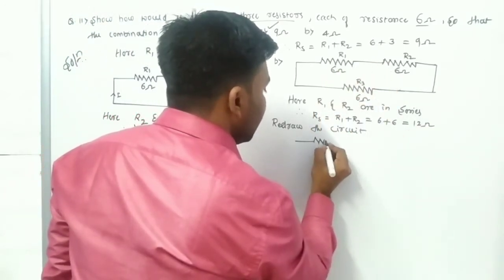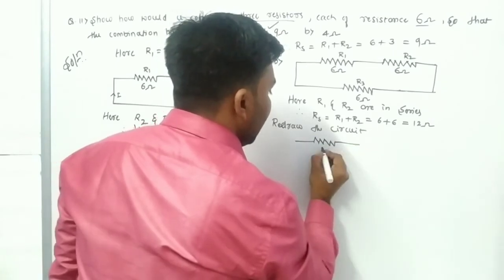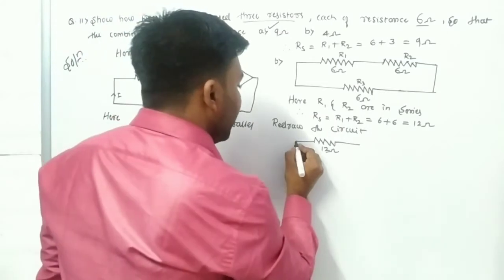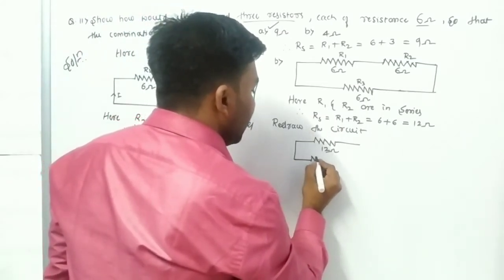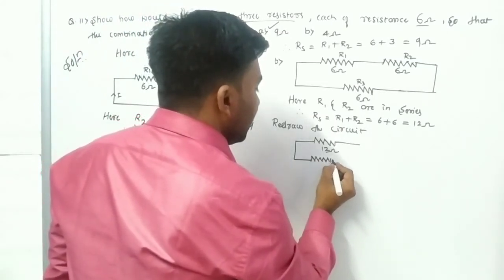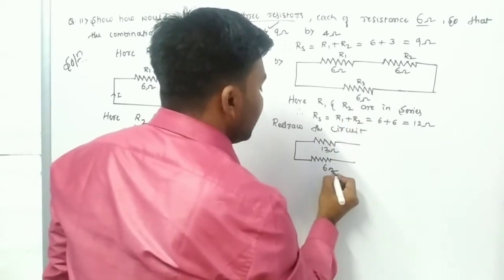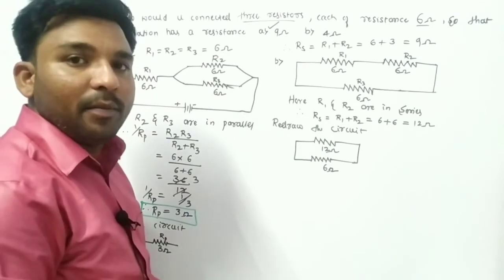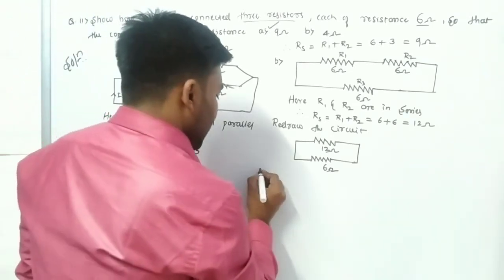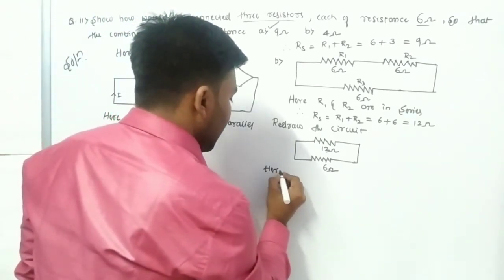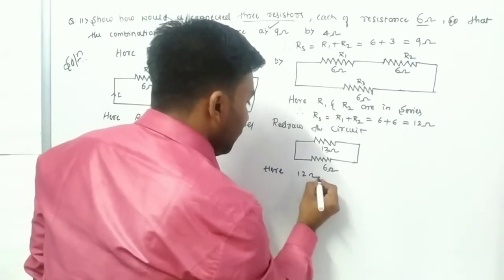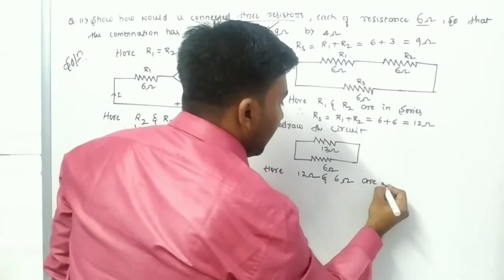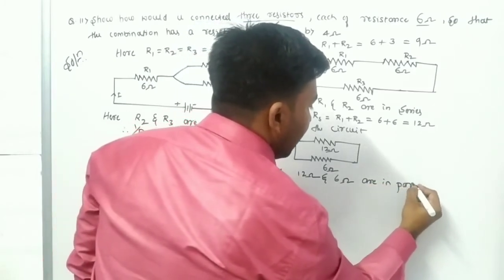It is 12 ohm, and we have one more resistor which is how much? It is 6 ohm resistance. Okay, now these two resistors are in parallel. Here 12 ohm and 6 ohm are in parallel.